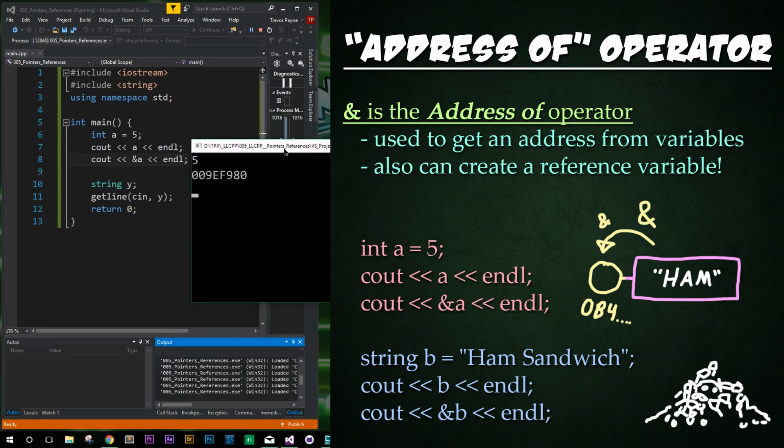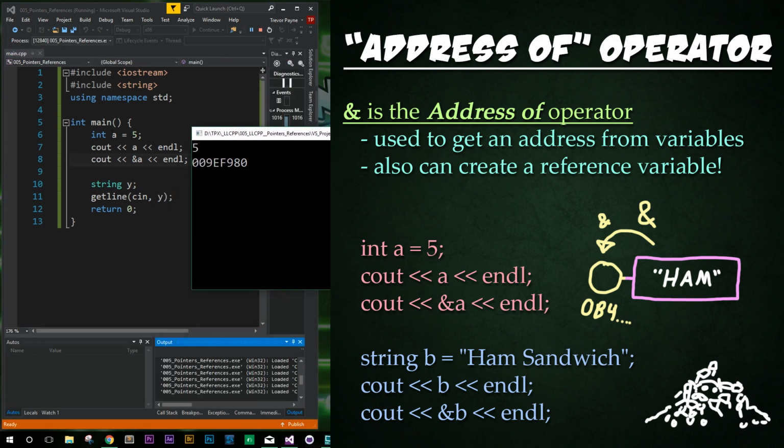Alright, so here we have the value of 5, which is the variable's value in memory. And then we type the ampersand sign, which says address of this variable. And that address is 009EF980, which is just some random place in memory. Okay, we'll press enter to exit that.